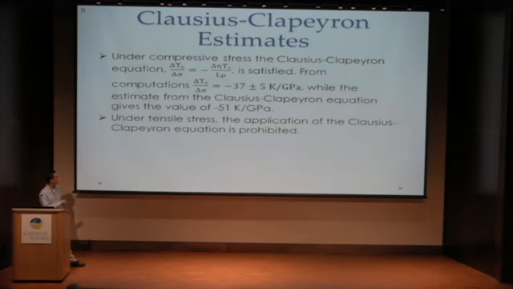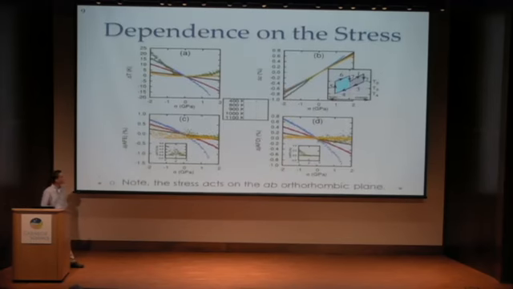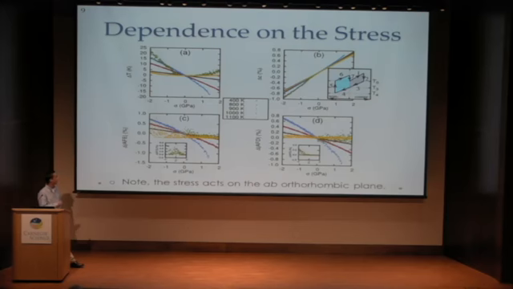All right, from computations we achieved this value, and estimates give us this value, which are very good. They're on the same order, the same sign, for compressive stress. Now, under tensile stress, there are metastable phases which irreversibly transition to stable phases. So this irreversibility prohibits us from using the Clausius-Clapeyron equation. So now we look at different dependencies on the stress.